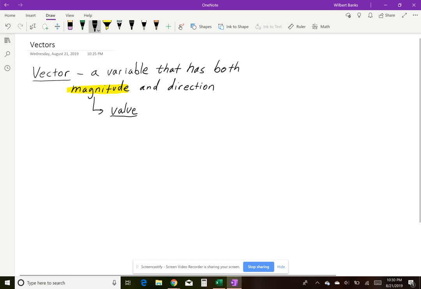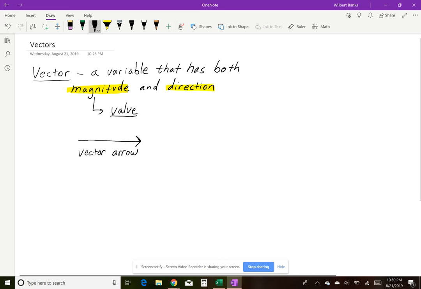The other point that's important about a vector is that it also has a direction associated with it. That association for the vector is usually symbolized by an arrow. We call this a vector arrow. This is not a very complex topic.